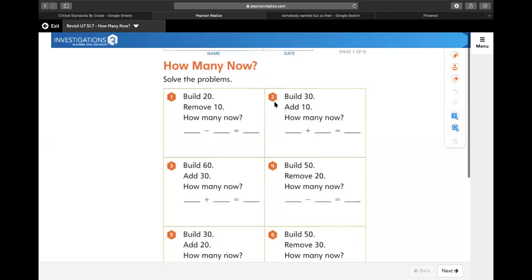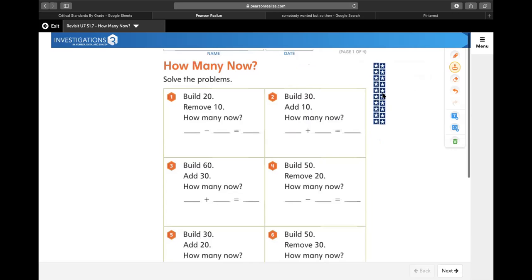All right, so let's look at this one, number 2. Build 30, add 10. How many are there now? So I need to build 30. I know that each one of these is going to be a tower of 10. So I should need, remember, look at that first number, 3 towers of 10 to get to 30.